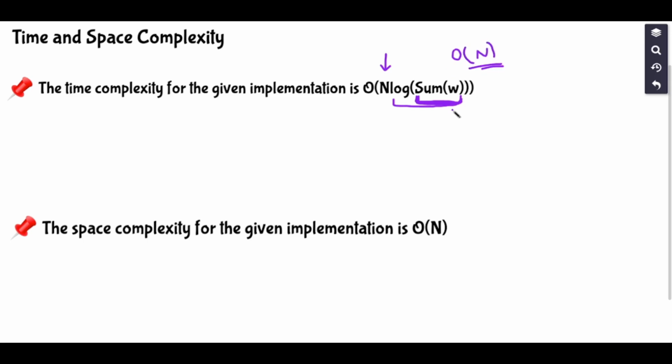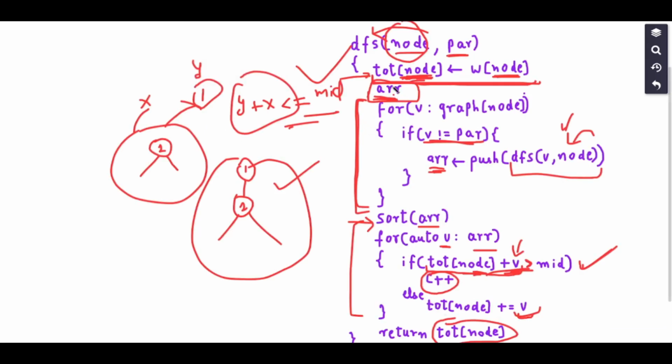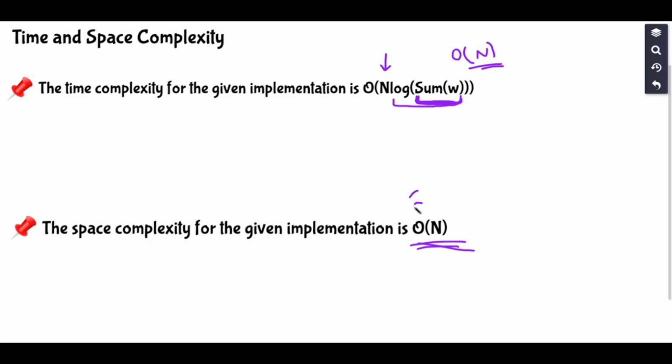So n log sum of w will be the final time complexity, while the space complexity will be big O of n, because I'm using a lot of auxiliary arrays to store different variables. For instance, I'm using this tot array, and I'm using this array here, one more auxiliary array to store these weights. That's why the space complexity would be big O of n. Fine, so let's jump to the code implementation part.